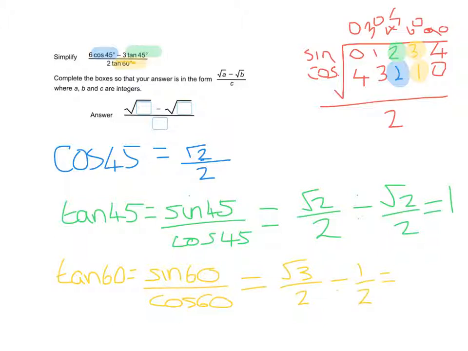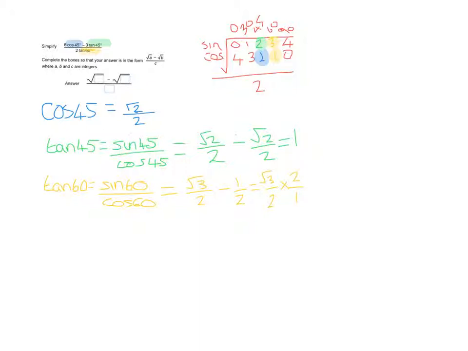And I can do KFC to figure this out. So I've got keep, flip, change. Just made it smaller so that I can fit more in. So keep, flip, change. So root 3 times 2 is 2 root 3. 2 times 1 is 2. And I can divide both top and bottom by 2, so I end up with root 3. So now I can put it all together.